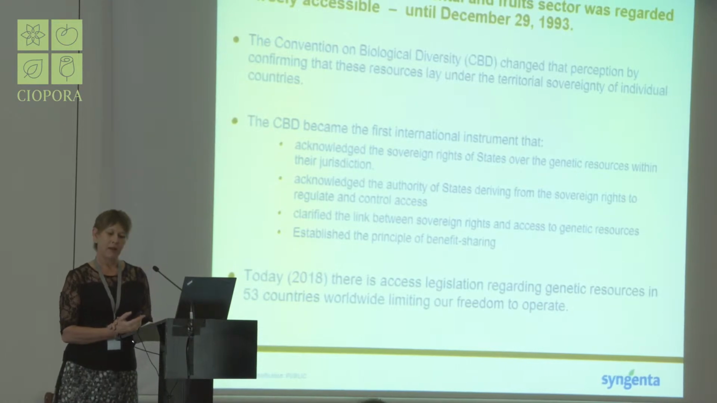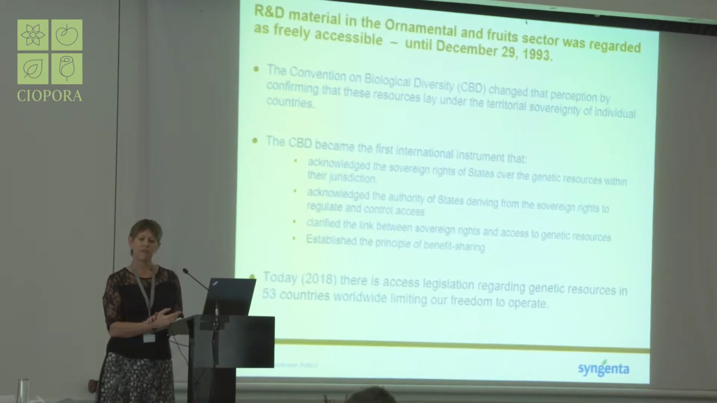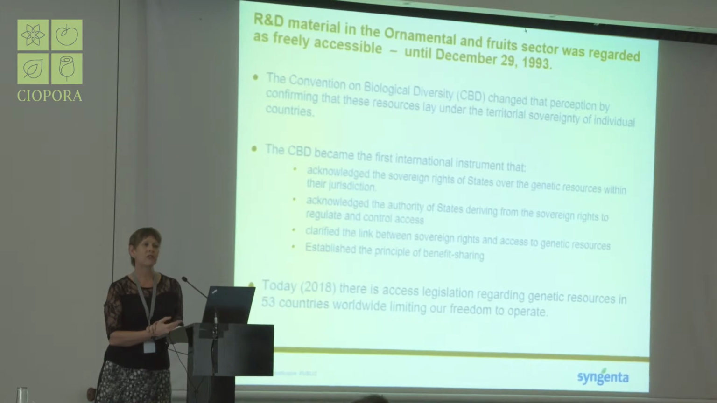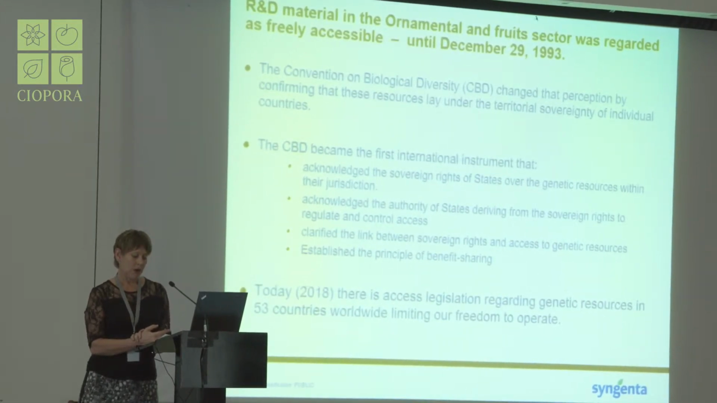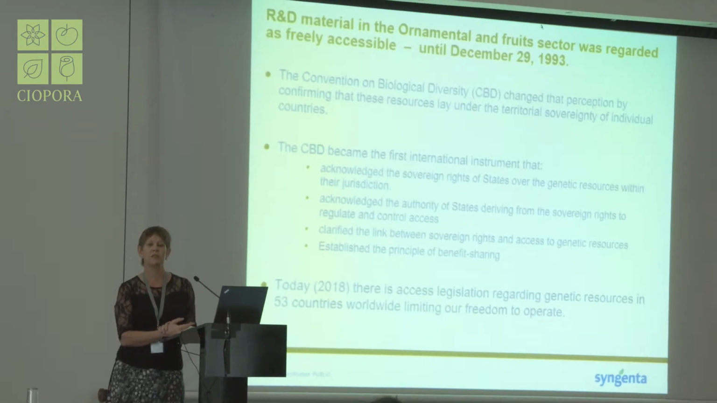The R&D material in the ornamental and fruit sector was until 1993 regarded as free access. And then, as said, the CBD changed this perception by confirming that these resources lie under the territorial sovereignty of individual countries. Each country has the right, according to the CBD, over its own natural resources. As a result, they have the authority to determine the access to the genetic resources under national legislation. The CBD became the first international instrument to acknowledge the sovereign right of the countries and how to regulate and control these rights. And they also established the principle of benefit sharing.